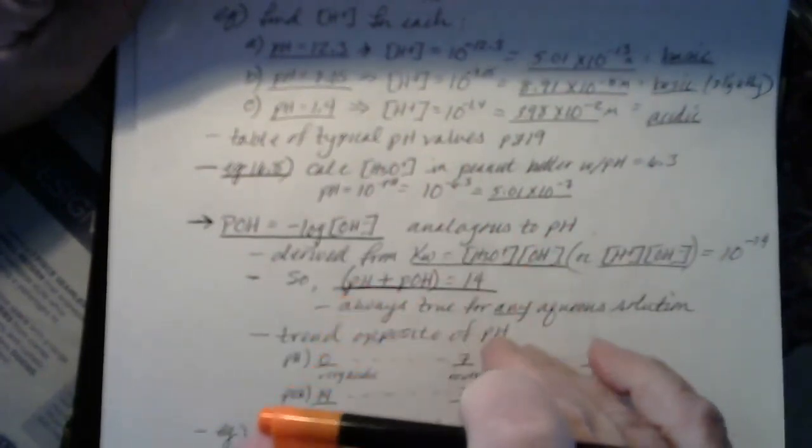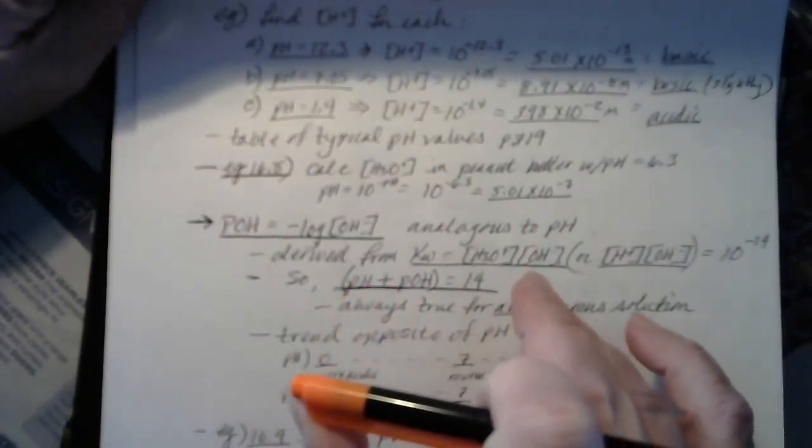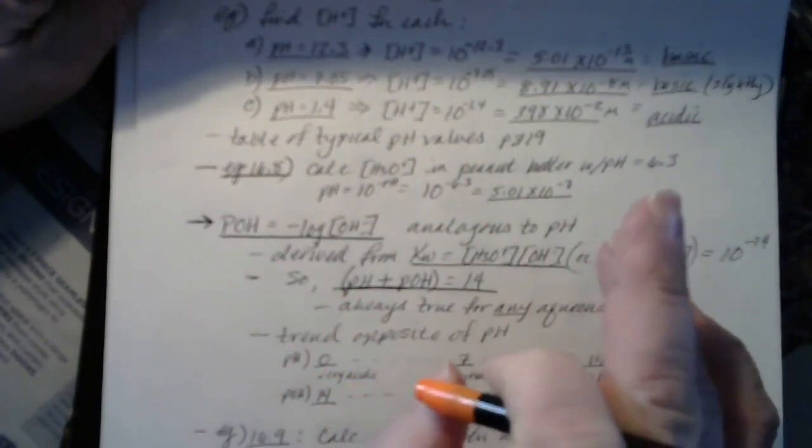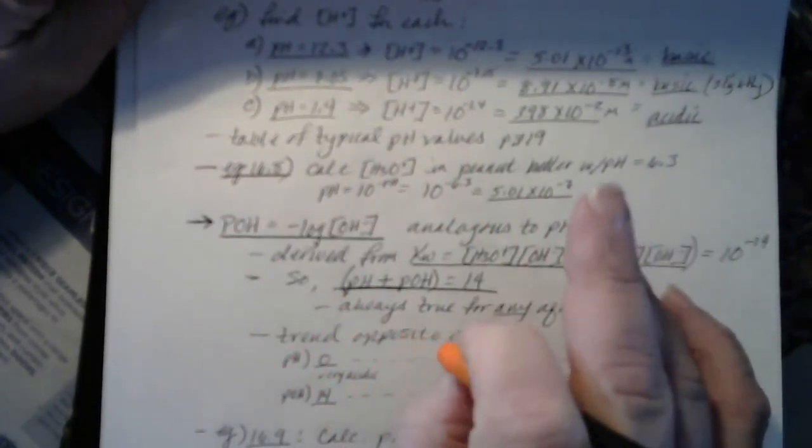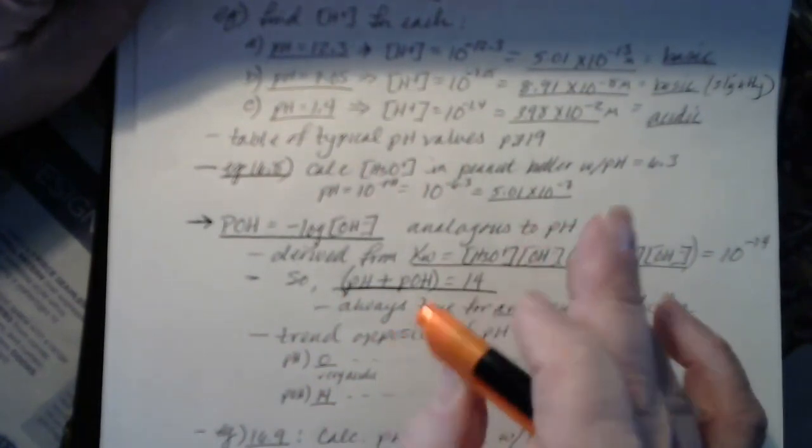There's a table on page 719 that's kind of interesting. It gives you typical pH values of commonly encountered acids or bases, things like soft drinks or stomach acid, which is kind of interesting to see. Your stomach acid is actually very acidic. It often has a pH as low as 1, and it is hydrochloric acid, so it's a strong acid too.